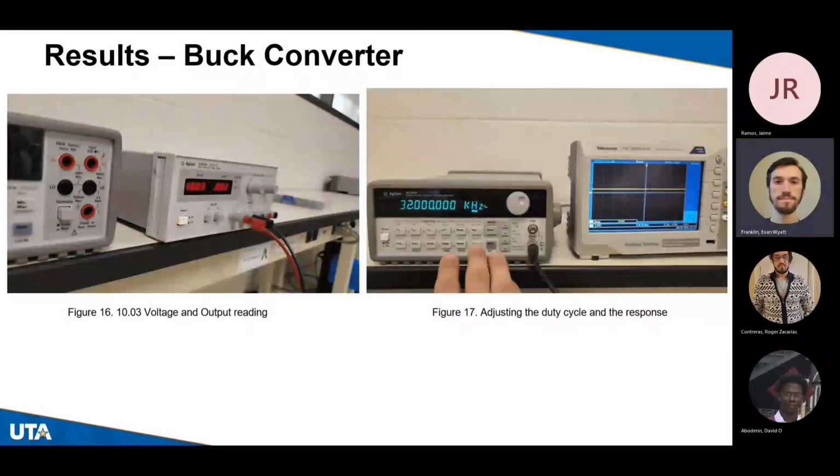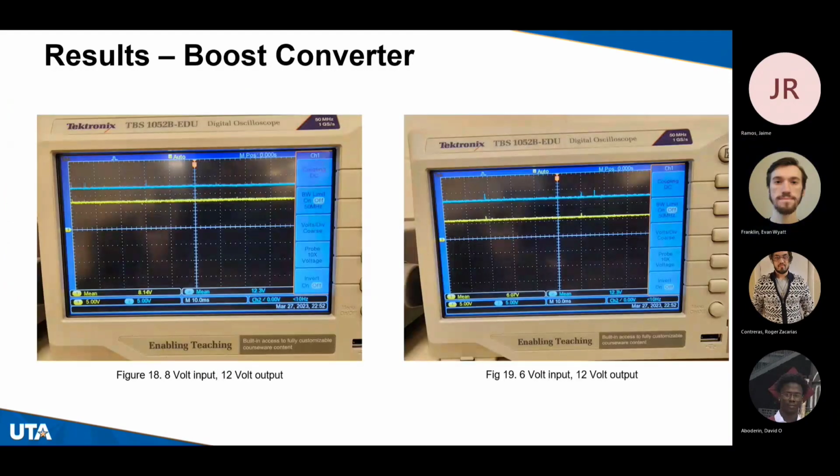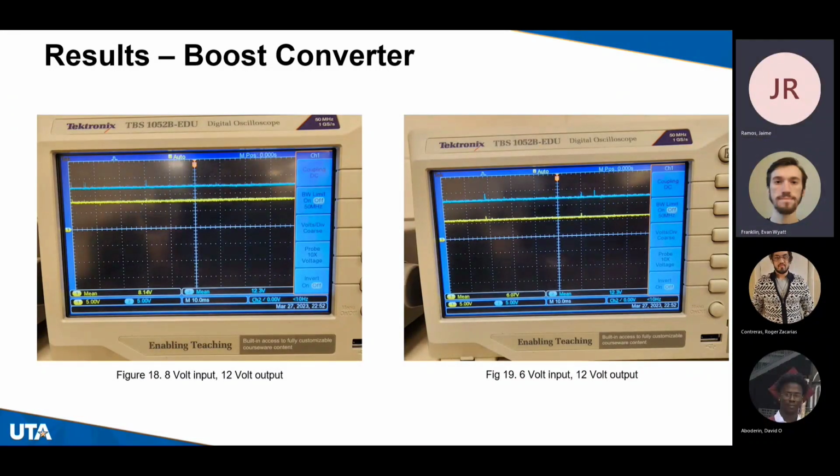For our buck converter, we were able to successfully buck it down to the charging voltage of the battery that we would need. And for our boost converter, with 8 volt and 6 volt inputs, we were able to boost to around 12 volts, which is well within the requirements for our amp.